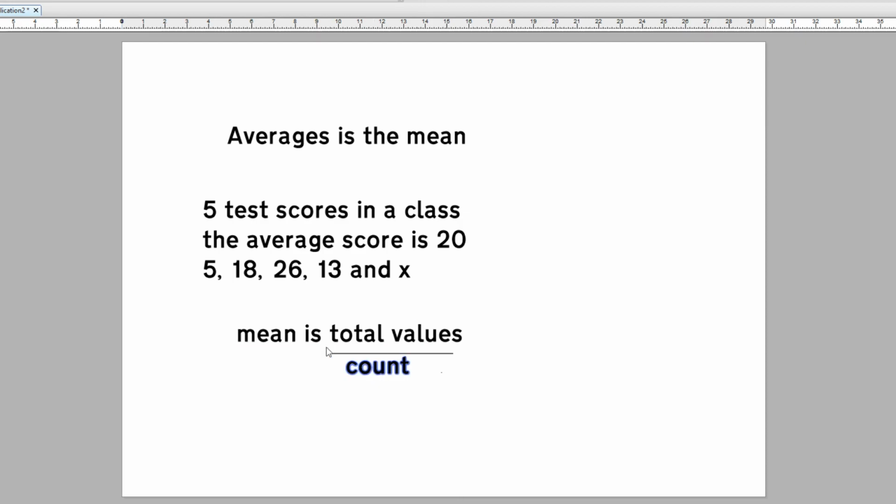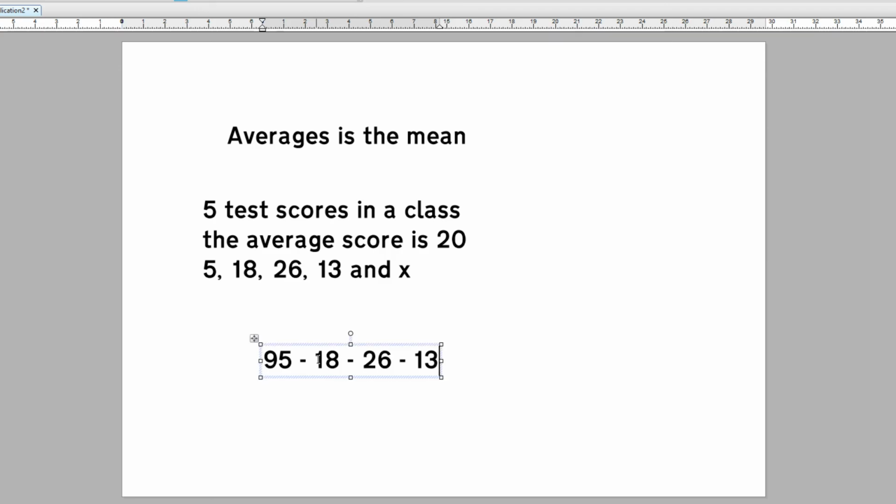So the mean times the count, which is 5 times the mean, will give you 100. And if 100 is total values, you can do 100 take away all these answers, which is 100 take away 5, 95. 95 take away 18, take away 26, take away 13. I'm a bit lazy, so I'm just going to use my calculator. 95 take away 18, take away 26, take away 13 is 38. So 38 is x. That was just an example there.